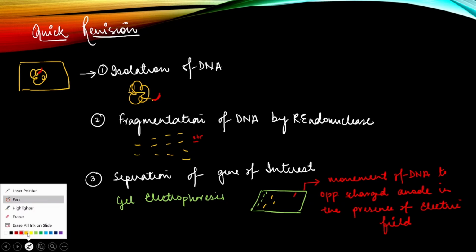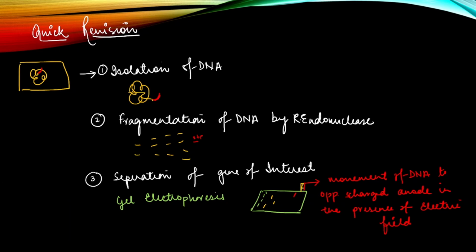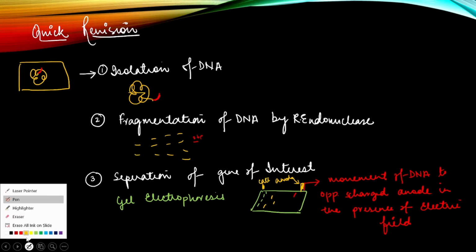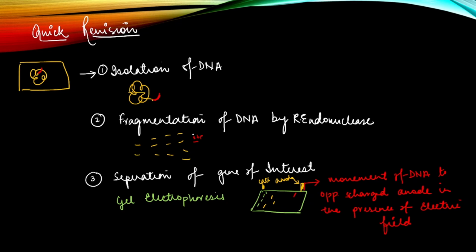Say here this is a cathode. So this is anode and this is cathode. So DNA will move to the positive charge, and this movement is based on molecular size. The smaller the fragment, the faster the movement, and our fragment is supposed to be small in base pairs. So here it is very small compared to other fragments, so it will move faster. So this is our DNA.